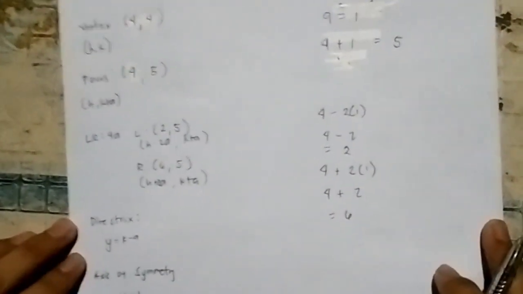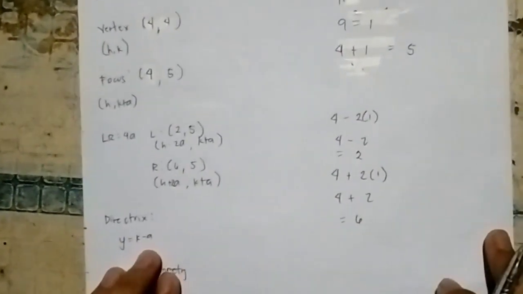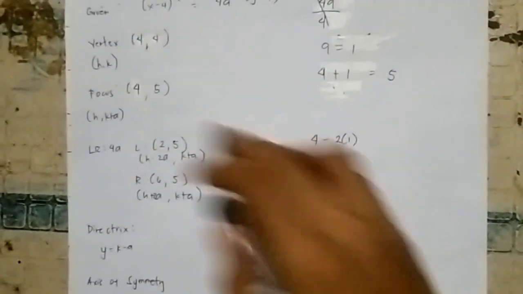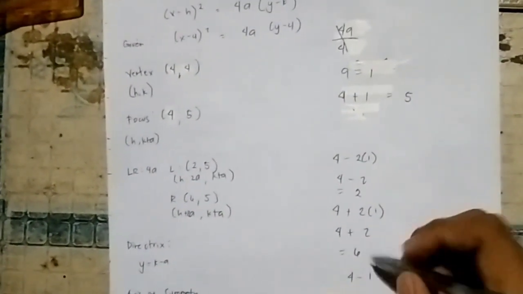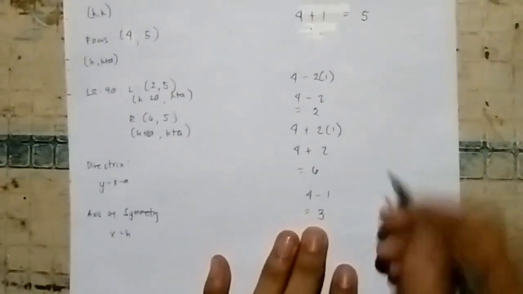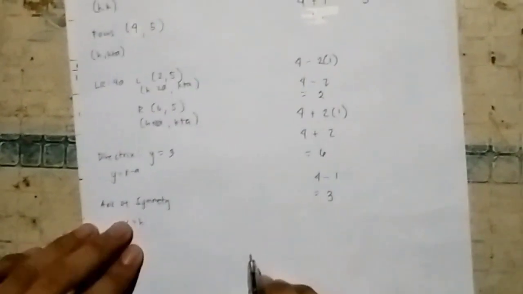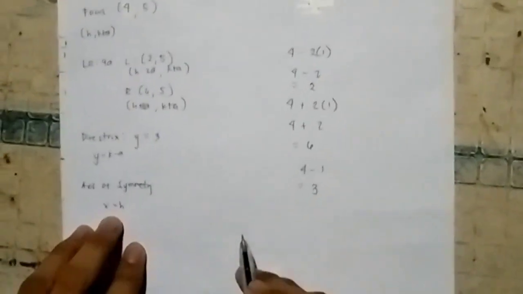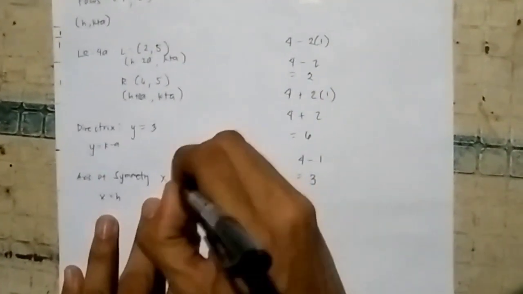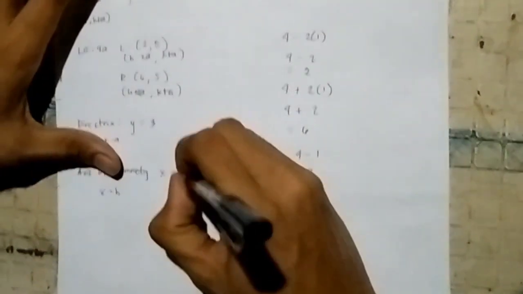Sunod naman ang ating directrix na may value na y is equals to k minus a. So, si k, i-minus natin siya sa value ni a. Yung k natin, 4. Minus natin siya sa value ni a, which is 1. So, 4 minus 1 is equals to 3. So, ang ating directrix, value ng y natin is equals to 3. Sunod naman ang ating axis of symmetry or the line of symmetry. So, ang value ng axis of symmetry natin is x is equals to h. So, yung x natin, ang value ng x natin ay ang h. So, yung h natin, ito 4.